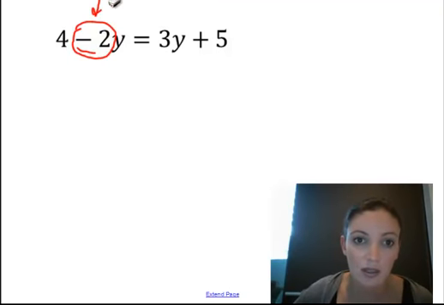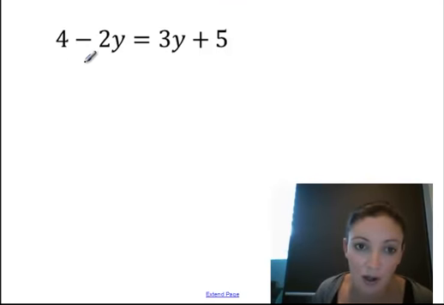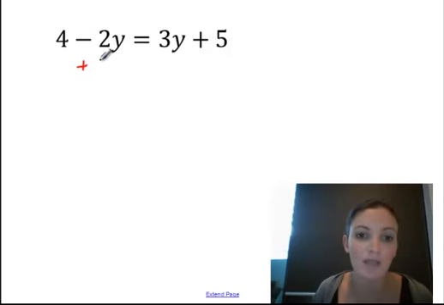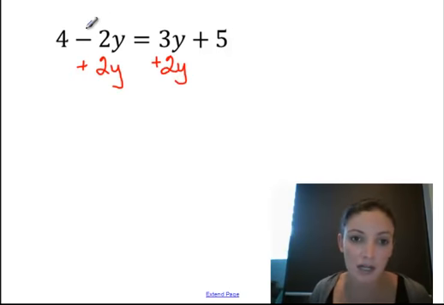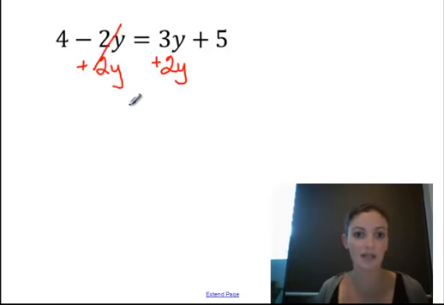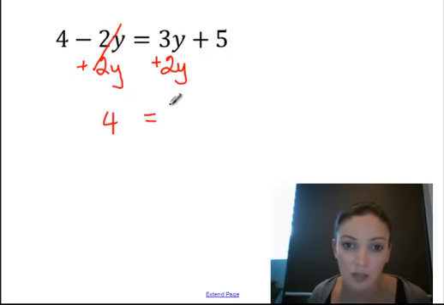Now because it's minus 2, in order to get rid of it on that side, we have to do the opposite. We do our inverse operation. So we're going to add 2y to both sides this time. So I'm going to add 2y here and add 2y there. Because if I have minus 2y and I add 2y to that, that just gives me 0. So those cancel out, and I'm just left with this 4 on the left side of the equation. So I've got 4 = 3y + 2y, which is 5y, and then I still have that plus 5 here.